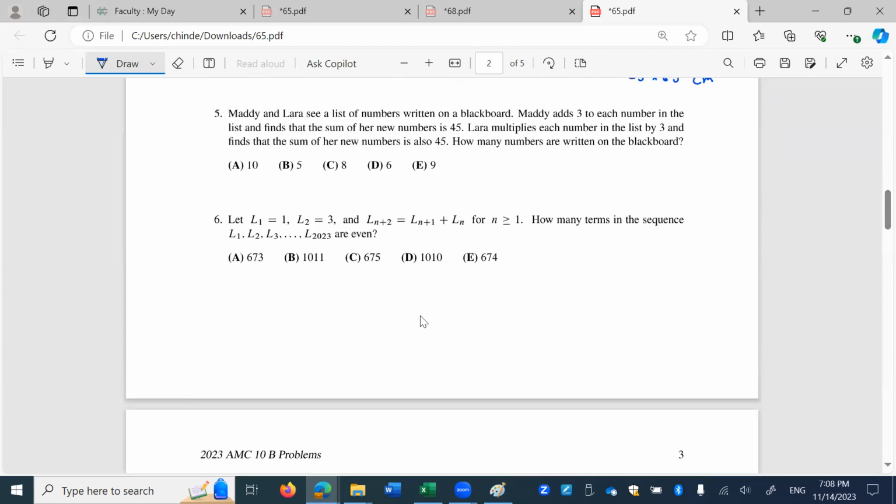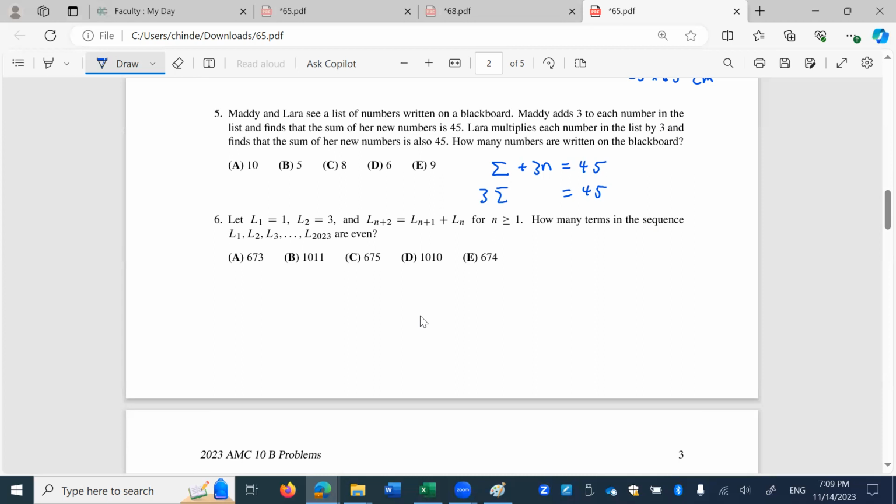Maddie and Lara see a list of numbers on a blackboard. Maddie adds 3 to each number in the list and finds that the sum of her new numbers is 45. So I'm going to say that the original sum plus 3 for each number in the list, let's say there are n numbers, is going to be 45. Lara multiplies each number by 3 and then finds a sum that's also 45. So that means 3 times the original sum is also 45. How many numbers are on the blackboard?